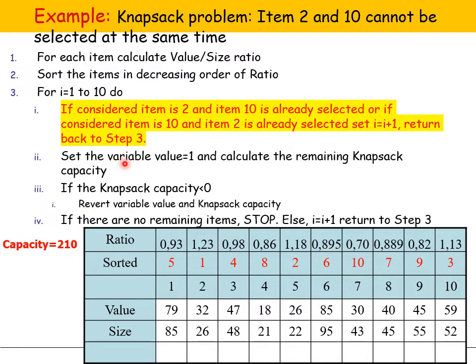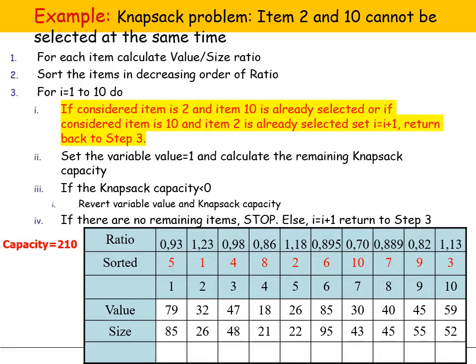Okay, so if we don't have this restriction, basically we were following these steps. We were setting a variable value equal to 1, and then we were checking the capacity of the knapsack. If the capacity is not exceeded, we continue with the next item, but if it is exceeded, then we revert the variable back. We don't select that item, and we continue with the next item.